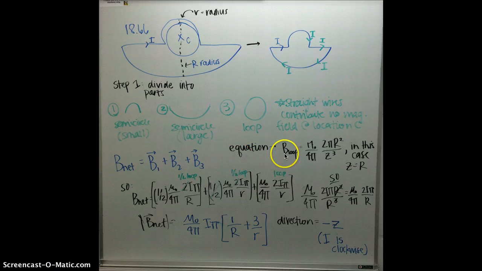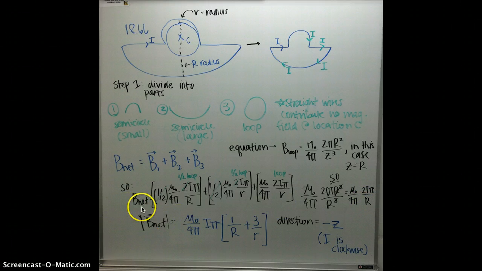So the equation I started off with is the equation for a loop, and this equation is the approximation that assumes location z is much, much greater than radius r. However, in this scenario, the location z is equal to the radius, either the big radius of the big half circles, or the small radius, which applies to the loop and the small semicircle. So we end up with this formula, which is mu over 4 pi times 2 current pi over r, either being big R or little r, depending on the radius.